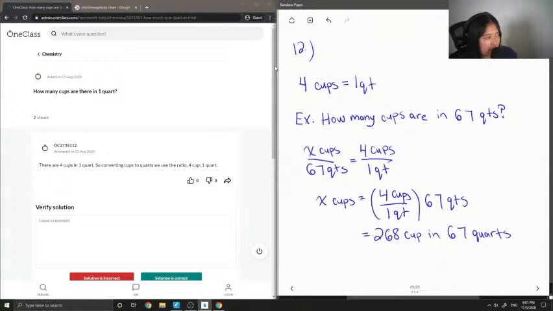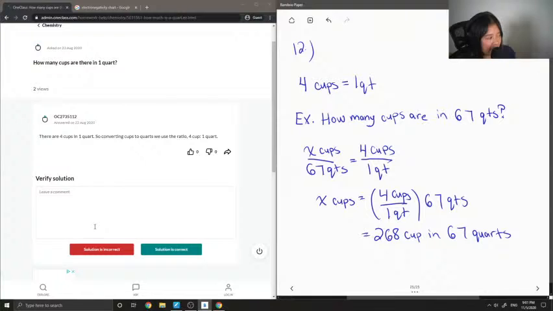Okay, so our junior tutor said there are 4 cups in 1 quart. So converting cups to quarts, we use the ratio 4 cups to 1 quart. Yep, pretty much. So this solution is correct.